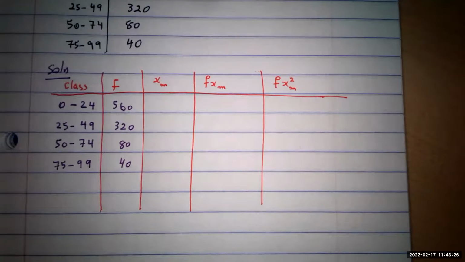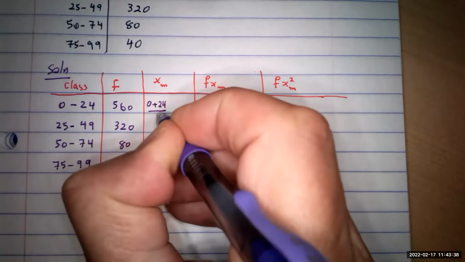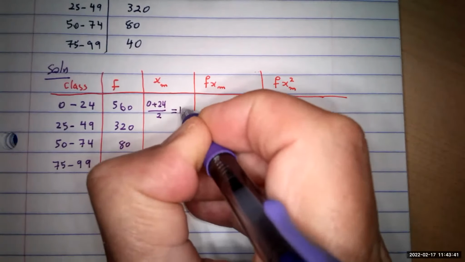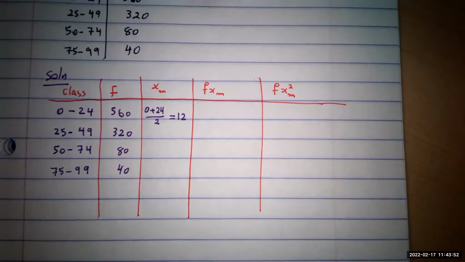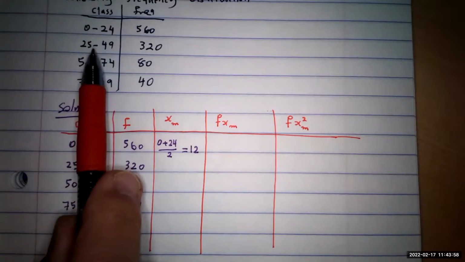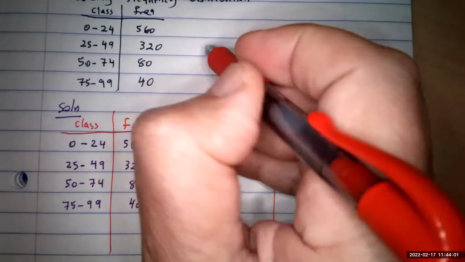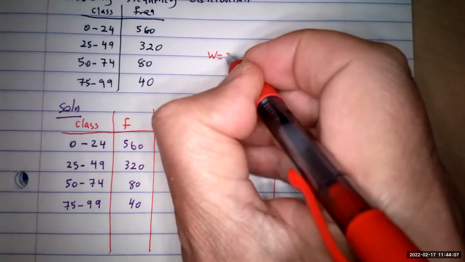Now you have to find the midpoints. You know that for the midpoints, we add the lower class and upper class and divide by 2. I'll show you for this one. It's going to be 0 plus 24 divided by 2. That gives you 12. That is going to be your first midpoint. Now you can do the same with the others, or look at the table. What's W for this table? Any suggestion? 0, 25, 50, 75. W is 25. Yes, 25. Very good.